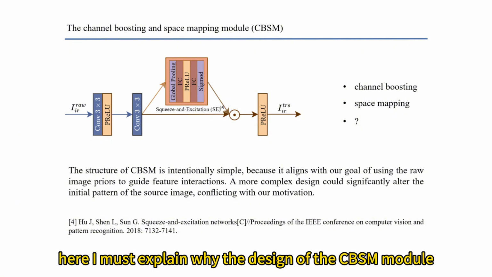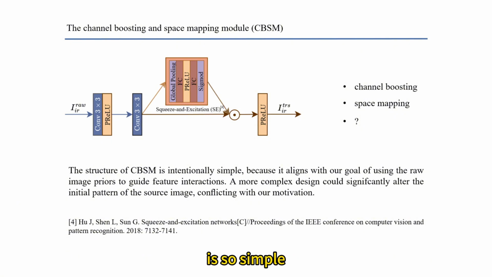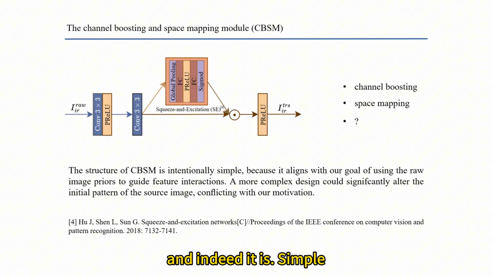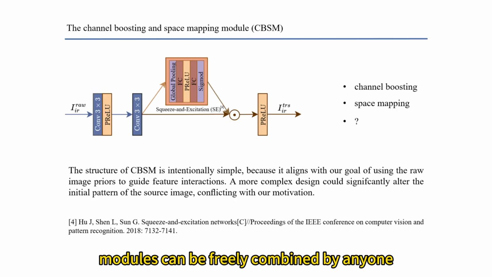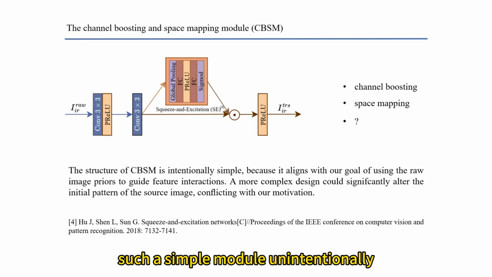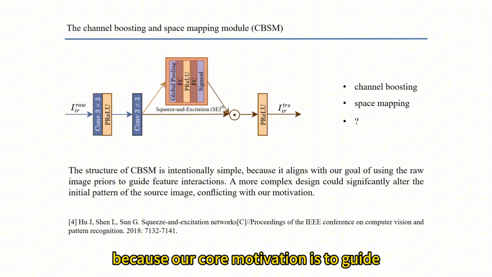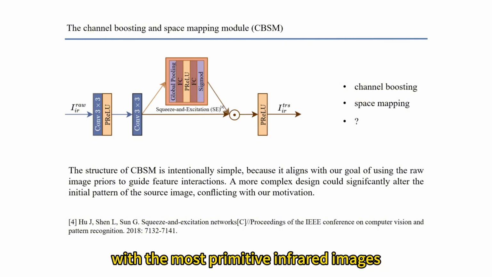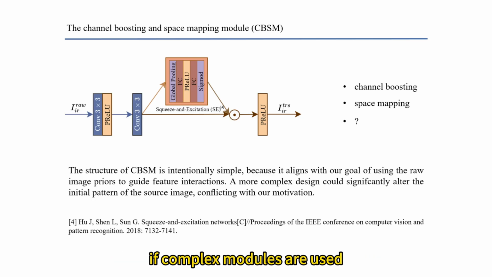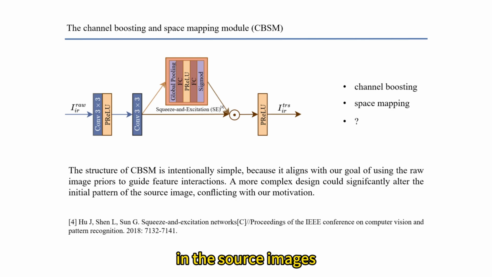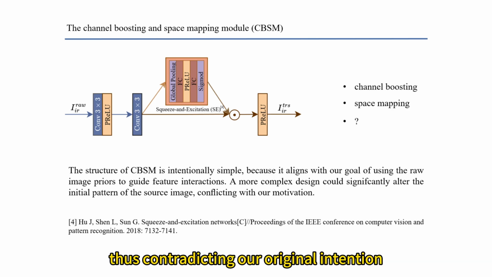Here I must explain why the design of the CBSM module is so simple. You might think it lacks innovation, and indeed it does. Simple modules can be freely combined by anyone, can't they? But what I want to say is that we did not adopt such a simple module unintentionally, because our core motivation is to guide the feature interaction of different modalities with the most primitive infrared images. If complex modules are used, it is highly likely to destroy the initial patterns in the source images, thus contradicting our original intention.